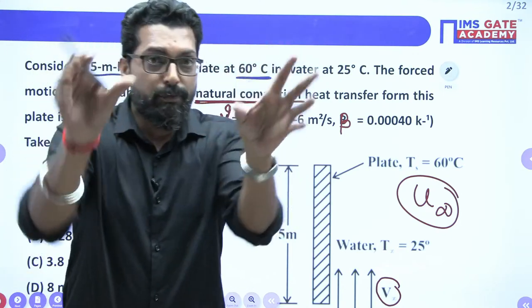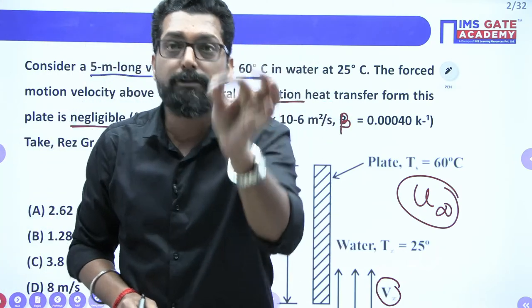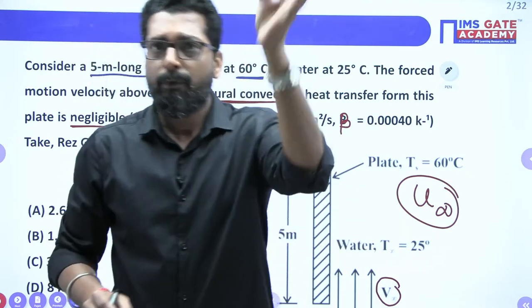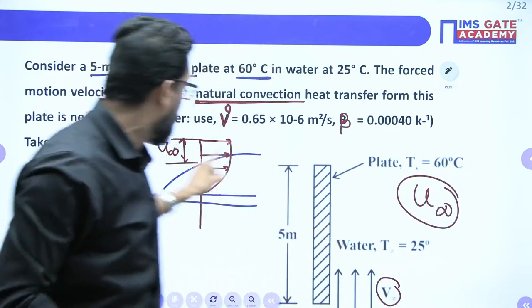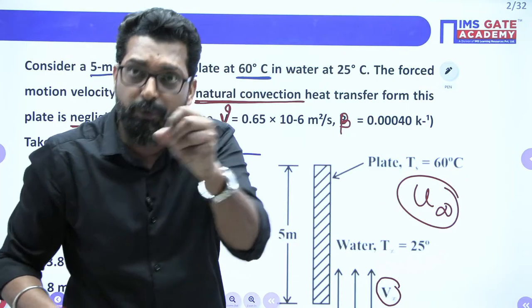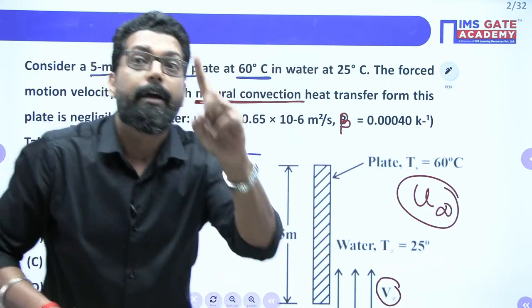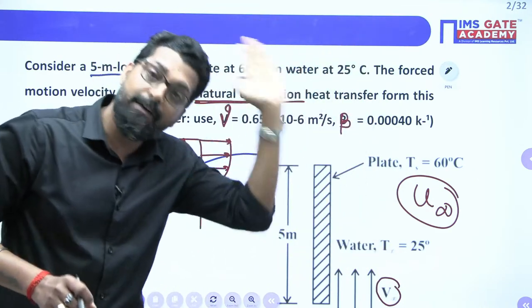See, when we calculate the Reynolds number over the flat plate, and when we calculate the Reynolds number within enclosures, within the tube, what is the difference? The difference is that when we calculate over the flat plate, the velocity responsible for the Reynolds number is the free stream velocity. When we calculate the Reynolds number within the tube, within the pipe, we calculate it according to the average velocity. So in that case, the average velocity is important.